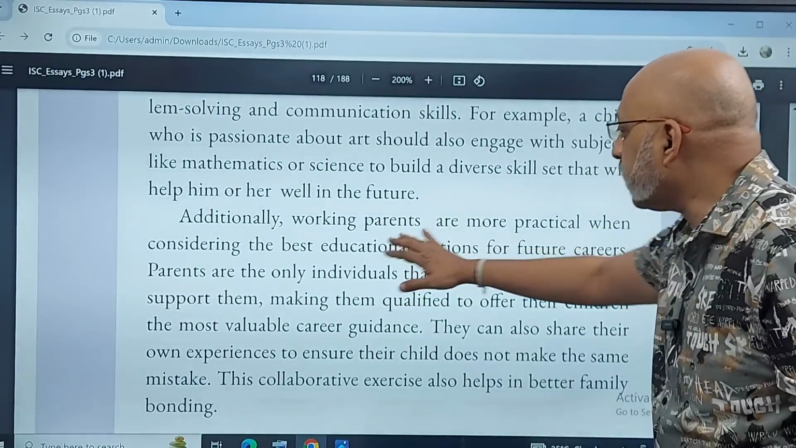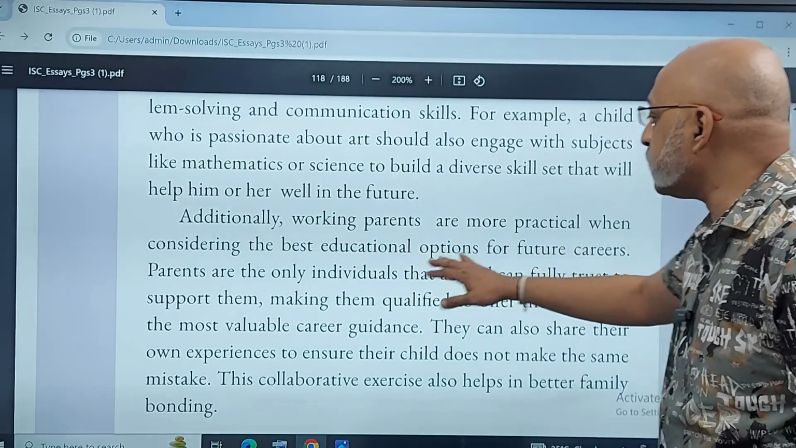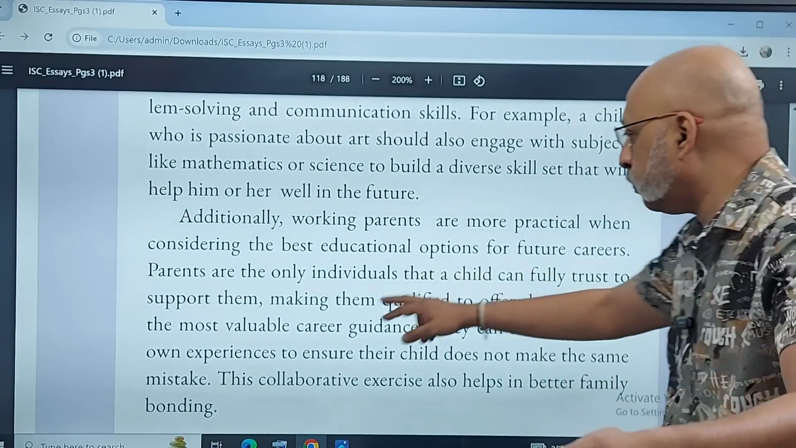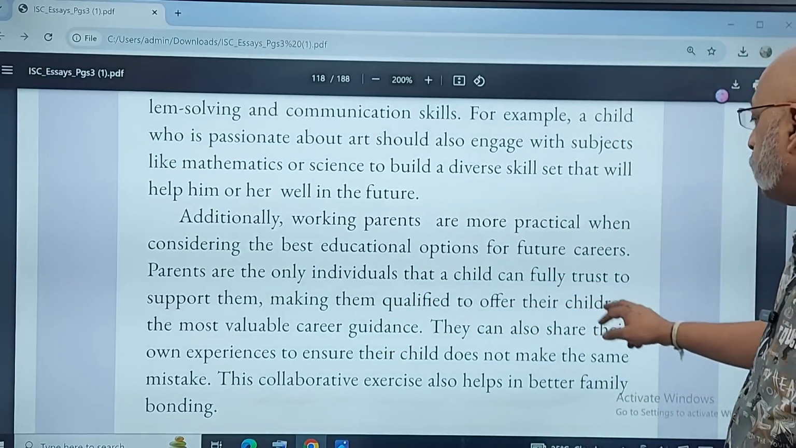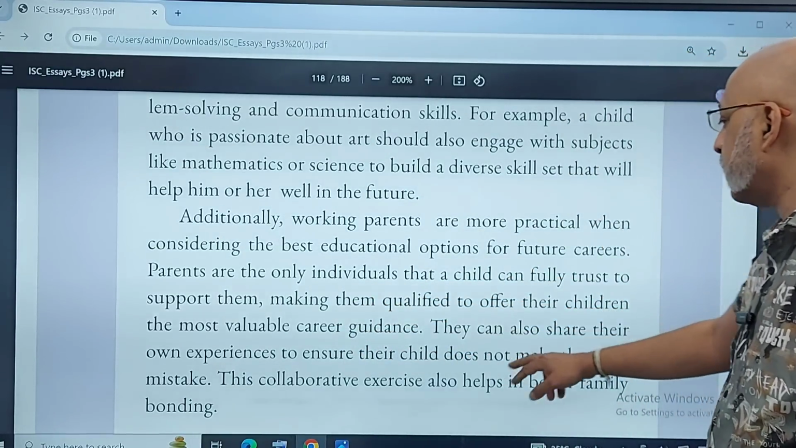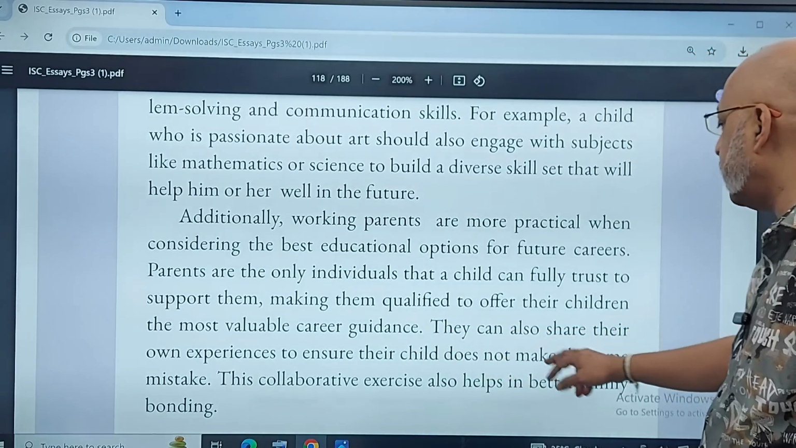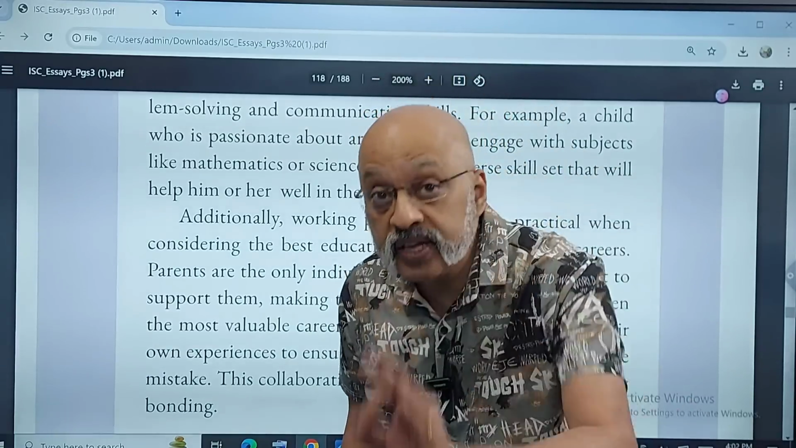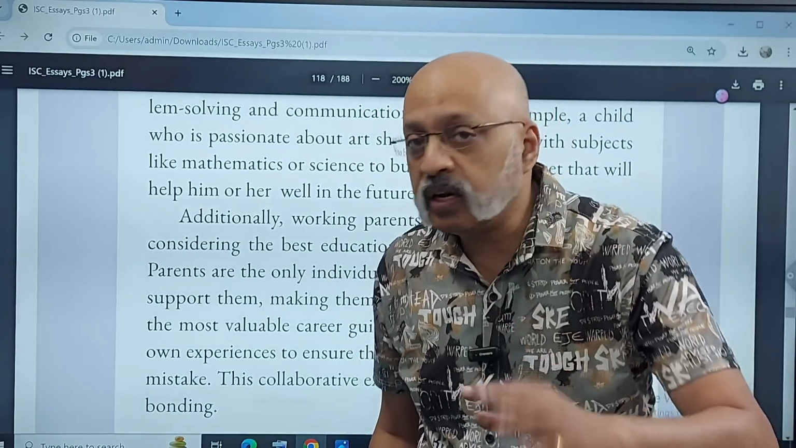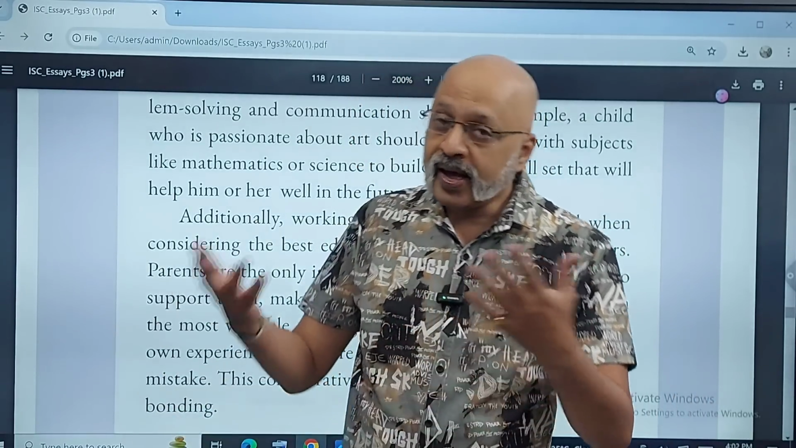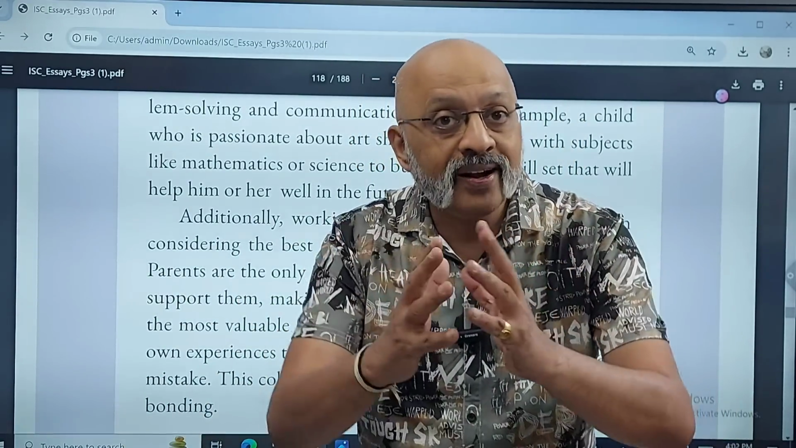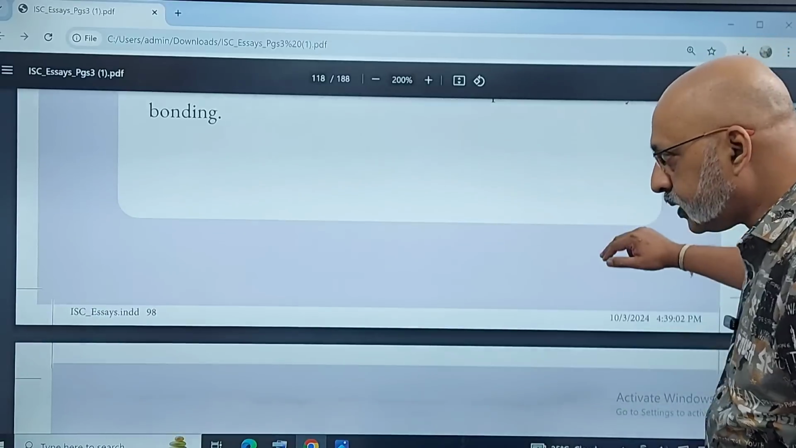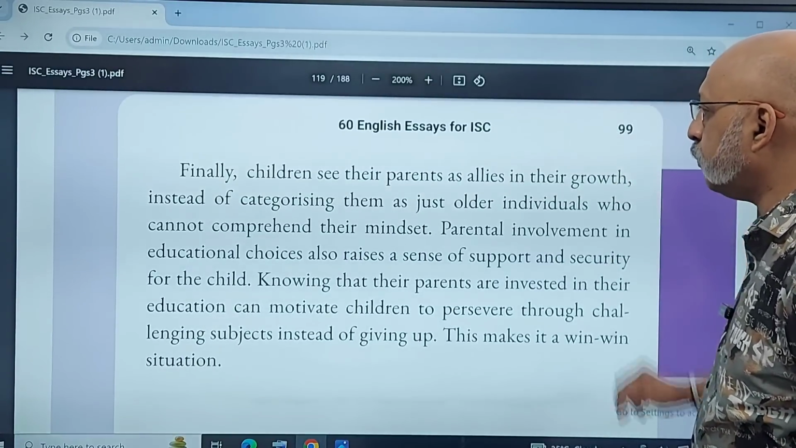Additionally, third point, working parents are more practical when considering the best educational options for future careers. Parents are the only individuals that a child can fully trust or rely on, making them qualified to offer their children the most valuable career guidance. They can also share their own experience to ensure the child does not make the same mistake. This collaborative exercise, fantastic phrase. Please use this kind of phrases. Collaborative, some important collaboration you know, exercise you know. I've just combined them to make it sound that much better. Helps in better family bonding. Three points are done. Now the fourth point.